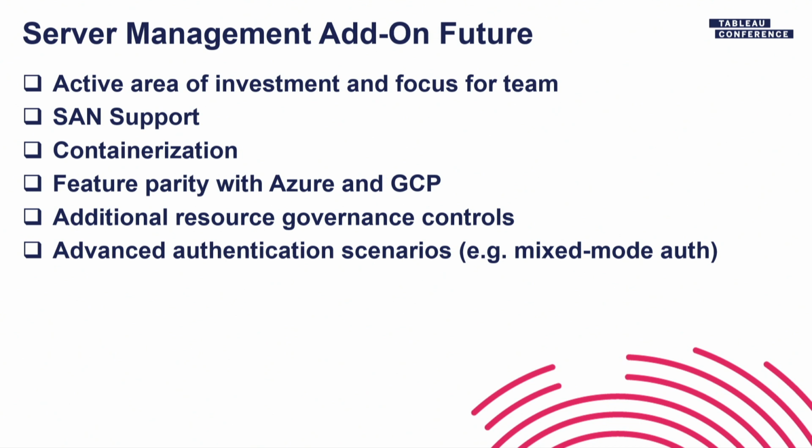So SAN support, for example, is actually available in the 2020.1 beta. This will allow you to specify, if you have a SAN or a NAS, to save all of your extracts there and use something like snapshot backups, which SANs and NASs offer, to help with your disaster recovery story. We're actively looking into containerization. What does it mean to put Tableau Server or various processes in containers to help with auto-scaling?